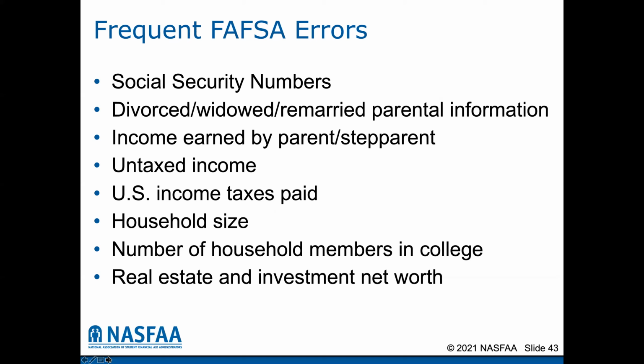U.S. income taxes paid goes back to where the students are manually entering income. If box 1 is your adjusted gross income and you put $30,000 in there, but for taxes paid, you put $30,000 in there, you're going to get an error that says, check this out, because you can't earn $30,000 and pay or have $30,000 withheld in federal taxes. Household size, they've made it very easy to calculate how many people are in the household. So read carefully that section when you're filling it out. It'll automatically count the student and the parent.